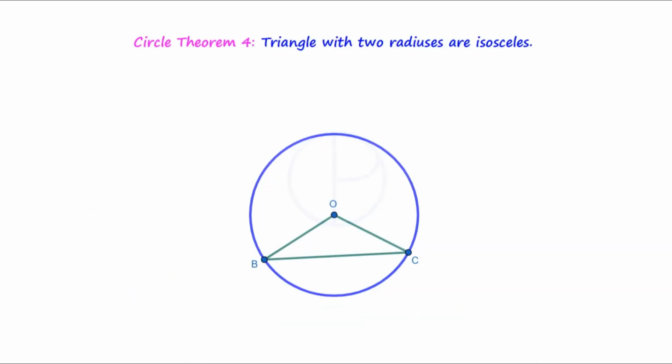The next theorem is triangle with two radiuses are isosceles. Here OB and OC are radiuses. So OB and OC are equal. So this is an isosceles triangle. That means angle at B and angle at C are equal. And here the angle at B is 30.6, so angle at C is also the same. So if you change the angle at B, the corresponding angle at C also changes.